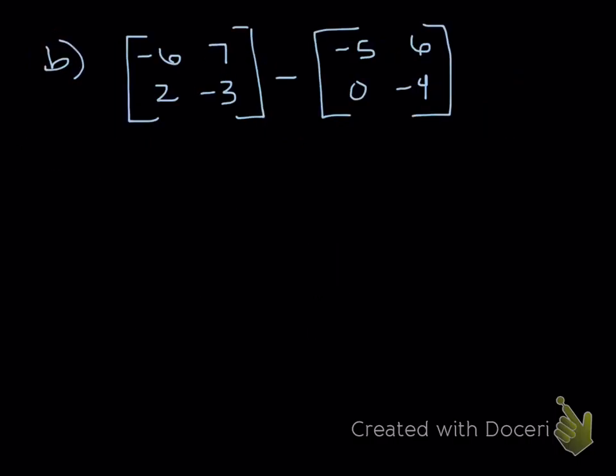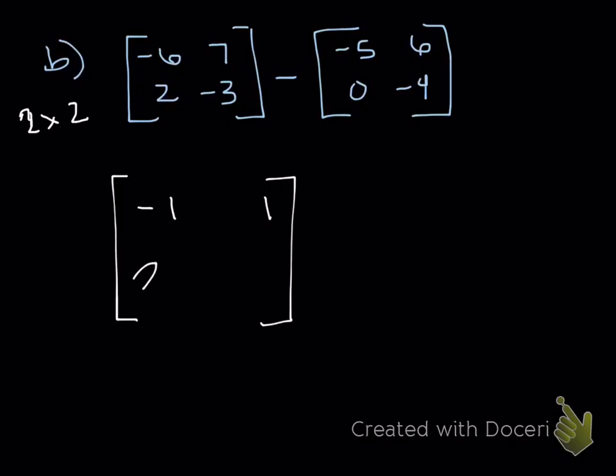More difficult would be subtracting. There's more room for error with your signs. The order of these are 2 by 2s. Okay, and as long as the orders match, you can subtract. So you match up your spots. So this is -6 minus a -5, which will be -1. 7 minus 6 is 1. 2 minus 0 is 2. And -3 minus a -4 is 1. So that's it. Now we're going to talk about scaling.